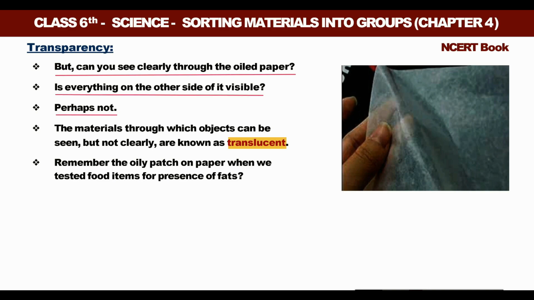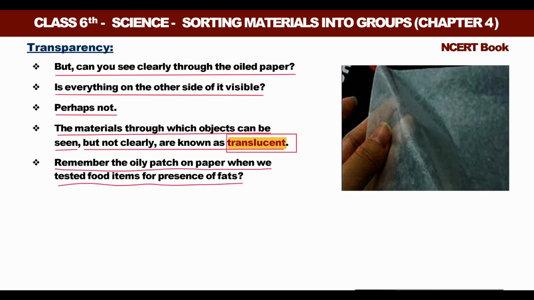Perhaps not, you cannot see it completely. The material through which objects can be seen, they can be seen, but not clearly, is known as translucent. That is known as what? Translucent. Remember the oily patch on a paper when we tested food items for the presence of fats.